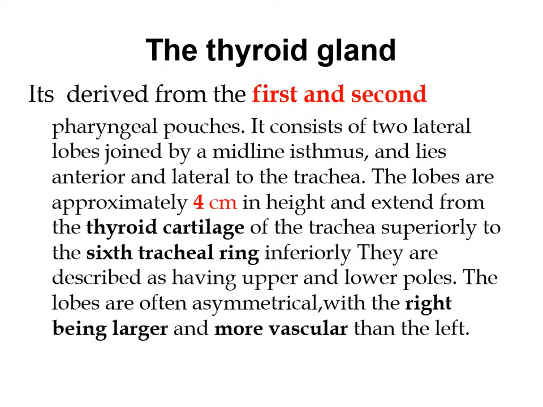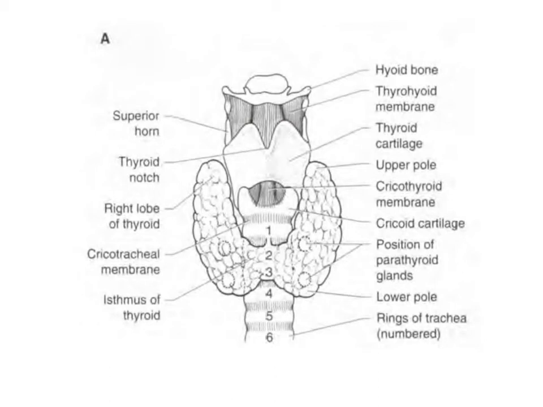Describe it as having an upper and lower pole. The lobes are asymmetrical. The right lobe is, most of the time, larger and more vascular. This is the thyroid, the right and the left, and this is the isthmus.